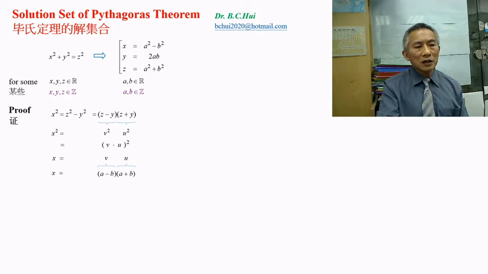Since v squared is less than u squared, we can put v equals a minus b, and u equals a plus b. So, x equals a squared minus b squared. Now, u squared equals z plus y, which is (a plus b) all squared. We call this equation number 1. v squared equals z minus y, and is equal to (a minus b) all squared. We call this equation number 2.